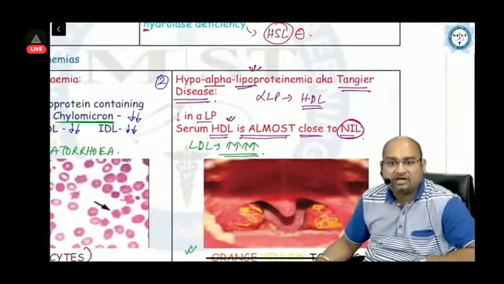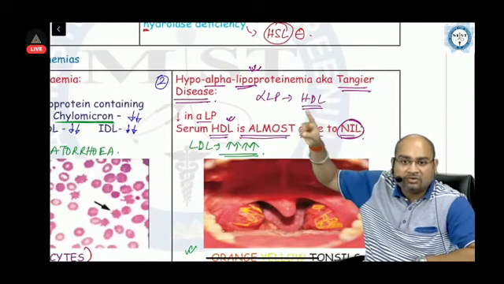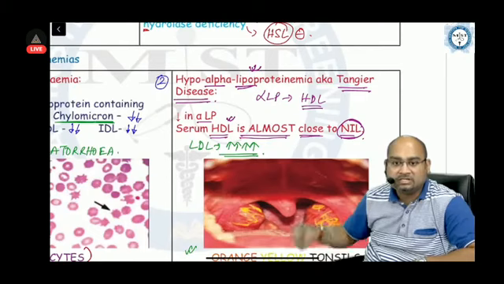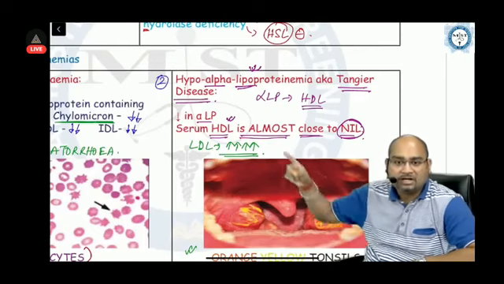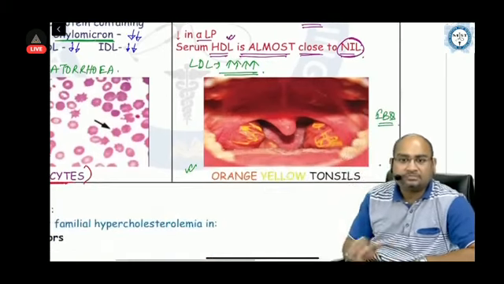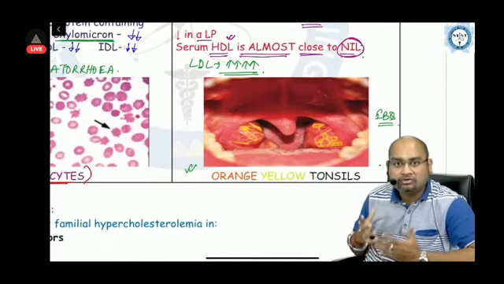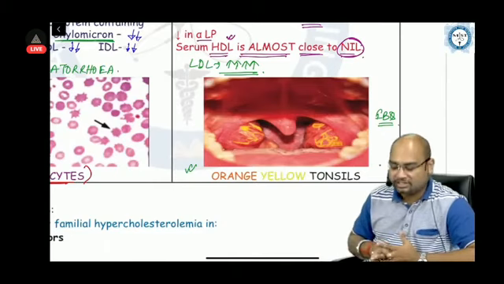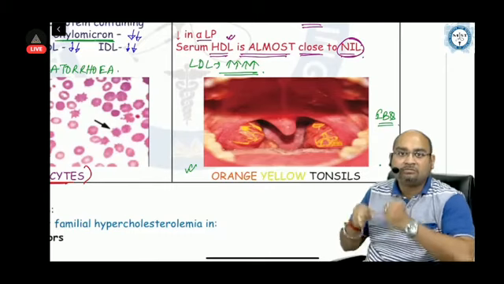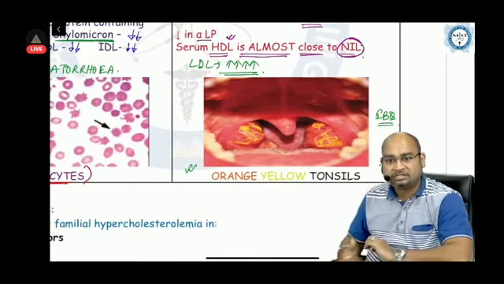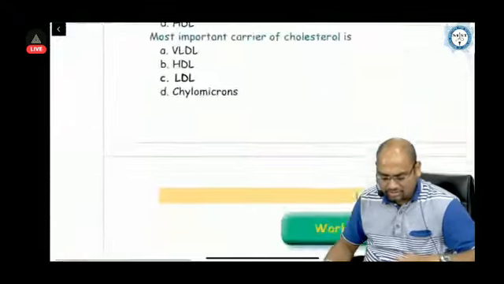Hypoalphalipoproteinemia, beta, also called Tangier's disease, where serum HDL will be almost close to nil. Serum HDL will be almost close to nil, beta. LDL will rise up, and we can see orange yellow tonsils. As HDL, the good guy, is almost not there, LDL, the bad guy, will be playing at its own will, and LDL will rise up, which can cause orange yellow tonsils. Orange yellow tonsils.